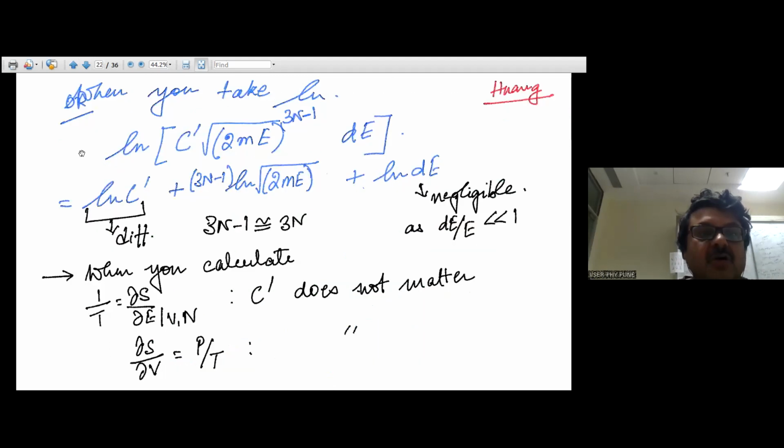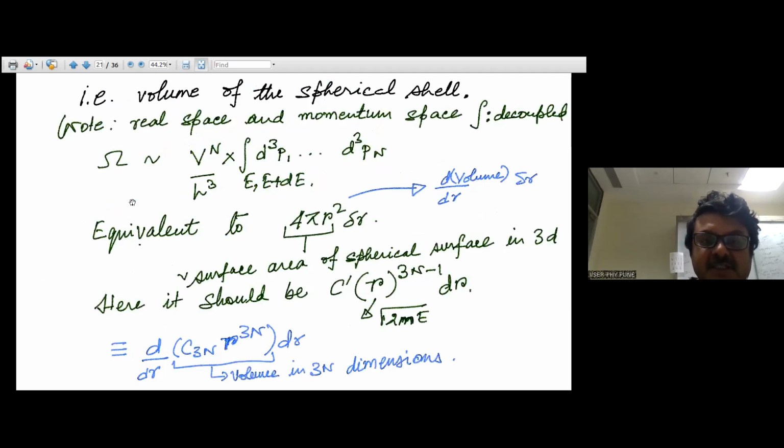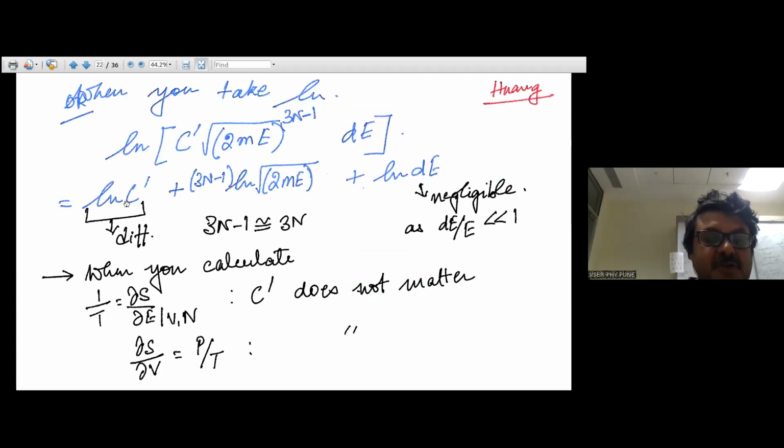And when you take the log of it, you will get log c dash plus 3n minus 1 into ln of 2me plus ln dE, right? If you're talking of volume of the shell, and the system is confined within the volume of a shell. Now, this definitely is a different value of the constant. So basically, here you have 3n. If you are talking about volume of the shell, this is definitely different.